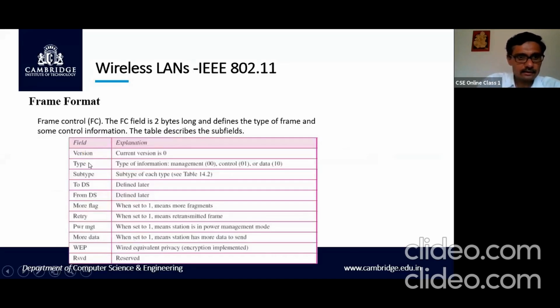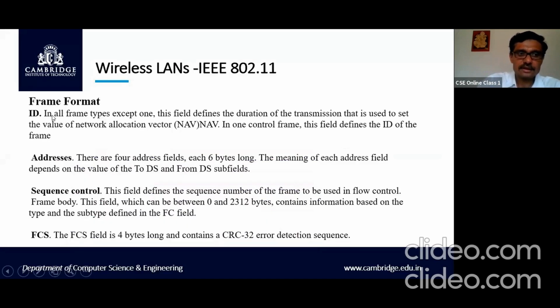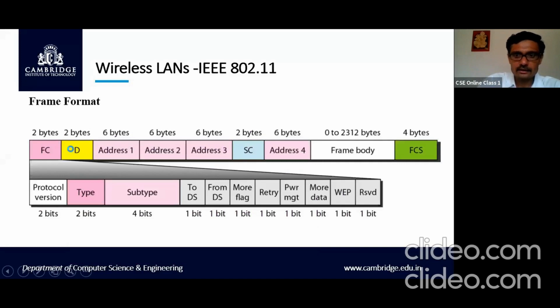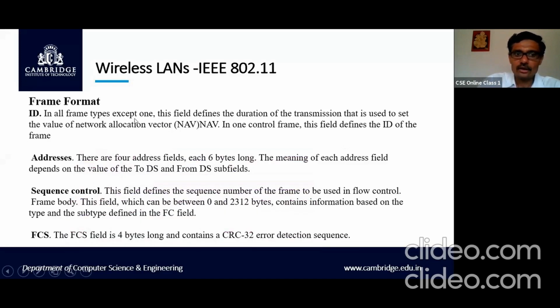Similarly, we have a D here, D flag, you can see this, D or ID it is called. So this D or ID in all frames defines the duration of the transmission that is used to set the value of the network allocation vector, NAV. So it basically defines the duration of the transmission in the data frame and management frame. When in a control frame, this field defines the ID of the frame. Okay, only in a control frame, it is the ID.